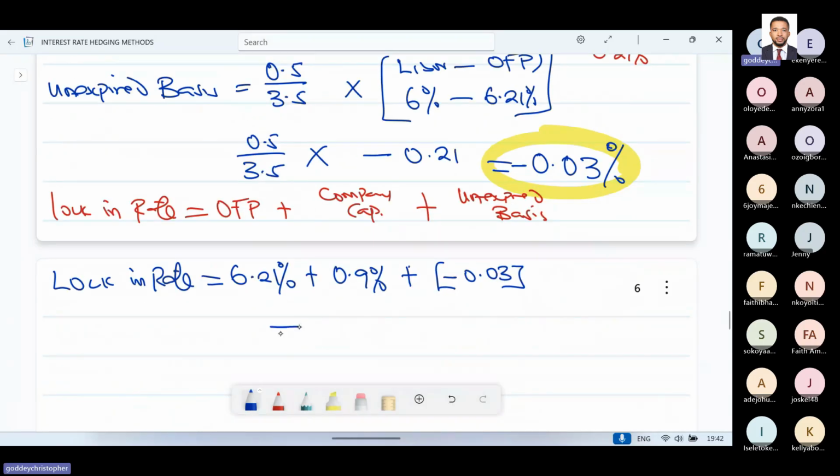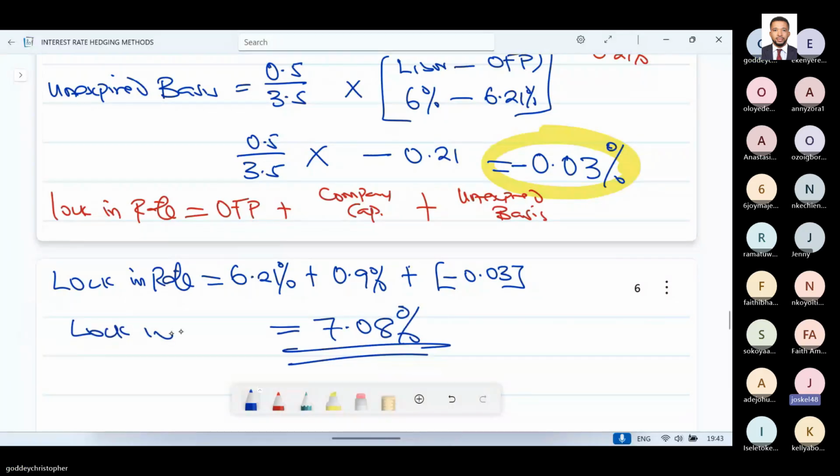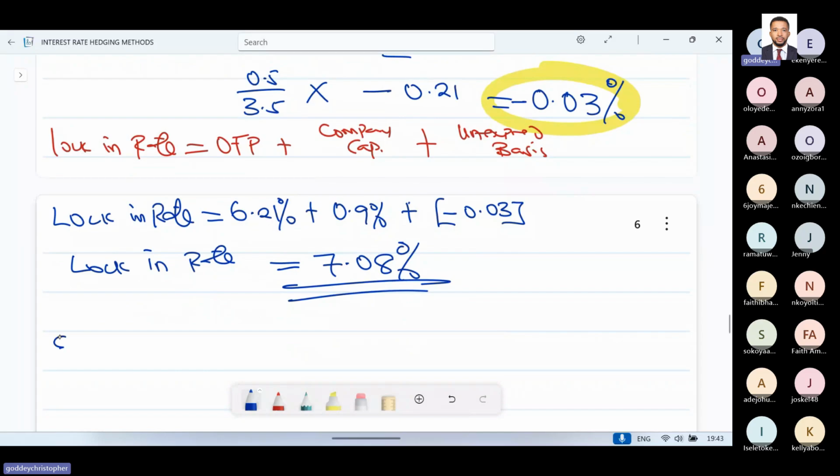Okay. What do we have as locking rate? Calculate it. 7.08, 7.08%. And this becomes my what? Locking rate. No thinking, as simple as that. The moment you get your locking rate, all you need to get now is effective interest payment. I mean, just use the locking rate.